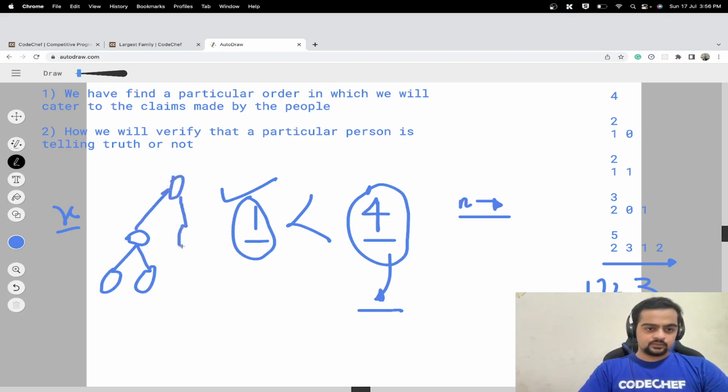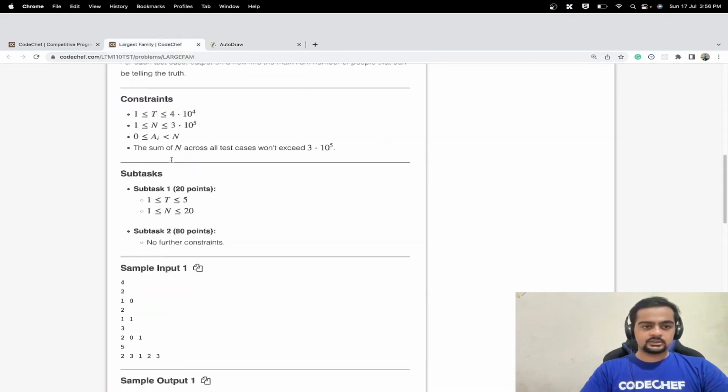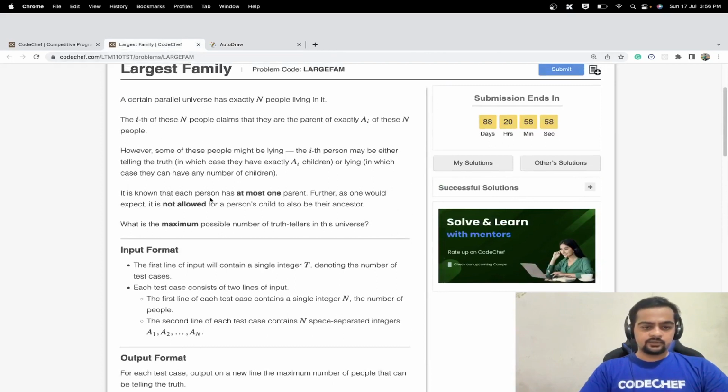So the tree would look somewhat like this. Now if this person claims that he's a parent of X children, then the sum of all the nodes over here would be X. And we cannot include these people again and again, because it is given to us that each and every person has at most one parent, and further, as one would expect, it is not allowed for a person's child to also be his ancestor.